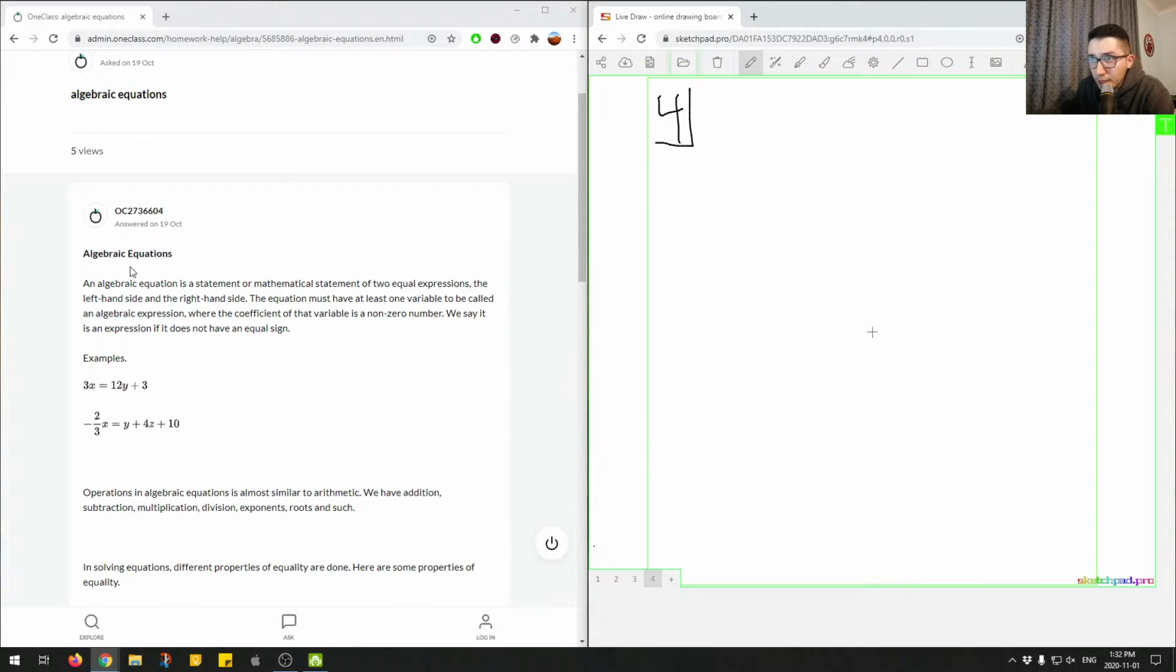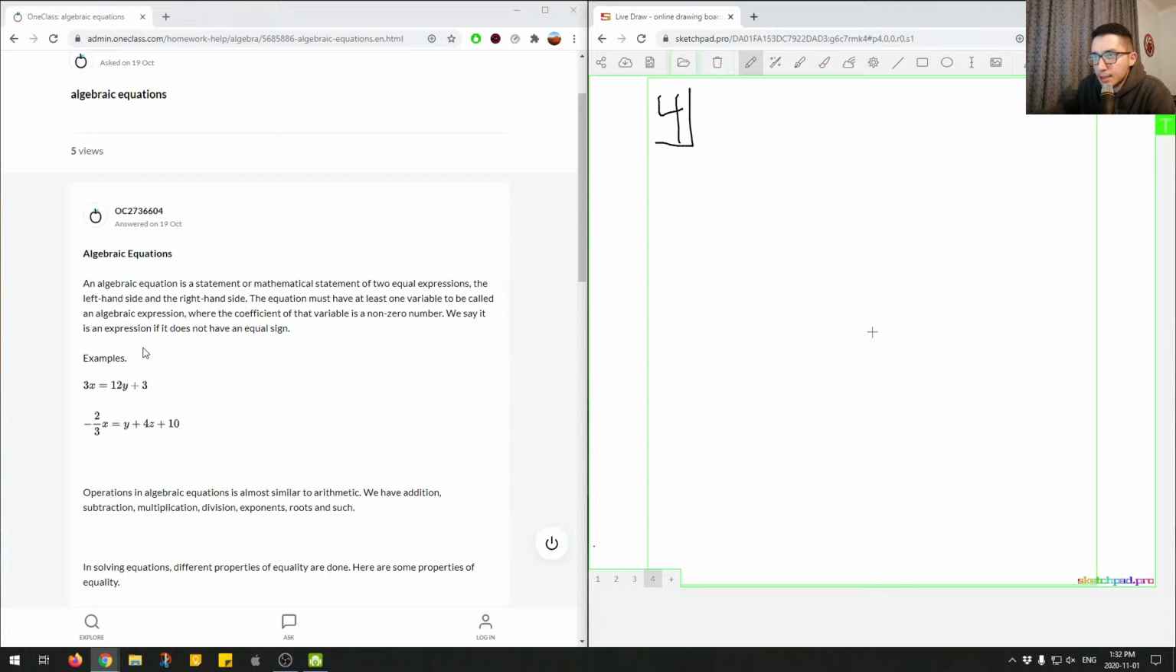So an algebraic equation is a mathematical statement of two equal expressions, the left-hand side and the right-hand side. The equation must have at least one variable to be called an algebraic equation, where the coefficient of that variable is a non-zero number.